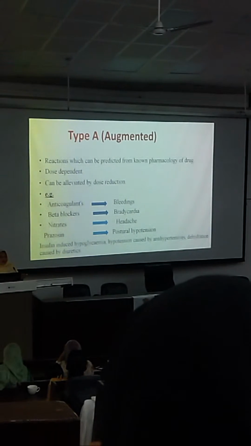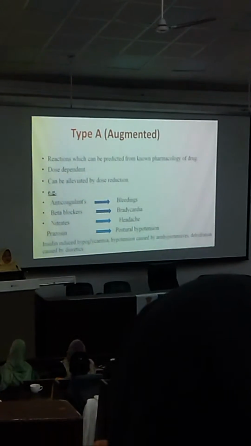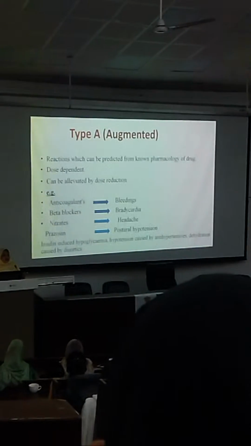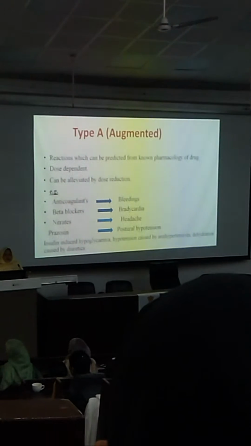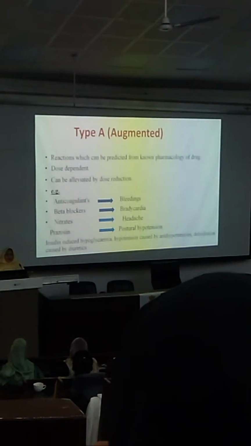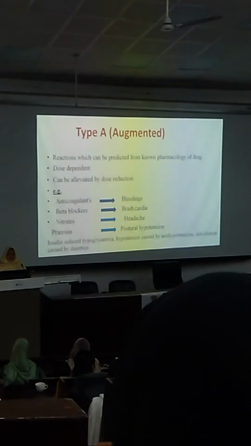बीटा ब्लॉकर्स क्या होते हैं? बीटा ब्लॉकर्स को हम किसके लिए यूज करते हैं? There are so many indications of beta blockers, but mainly they are used for hypertension. They are used in patients of angina, myocardial infarction, cardiac failure. So excessive doses or high doses of the beta blockers can cause bradycardia.